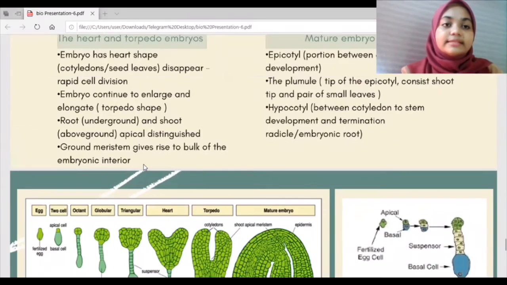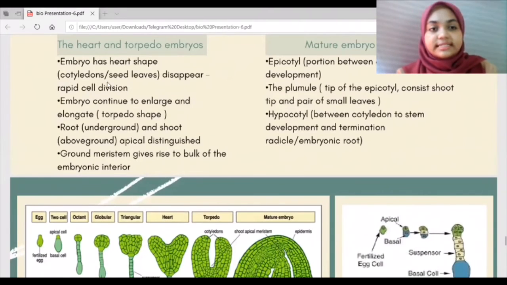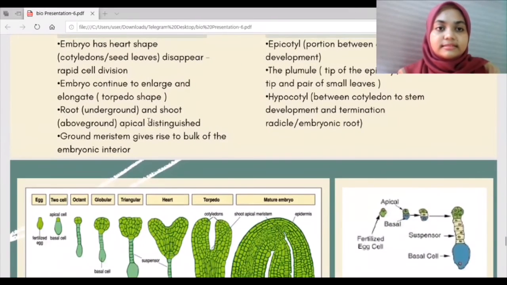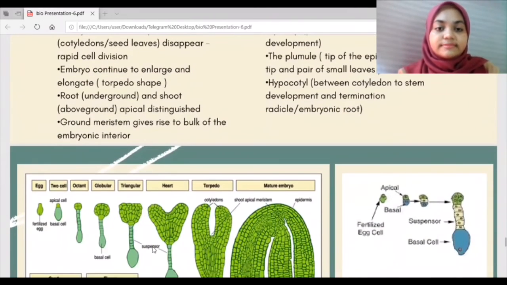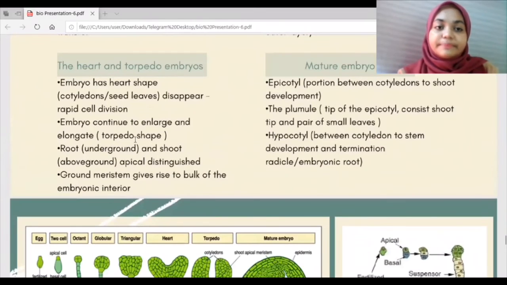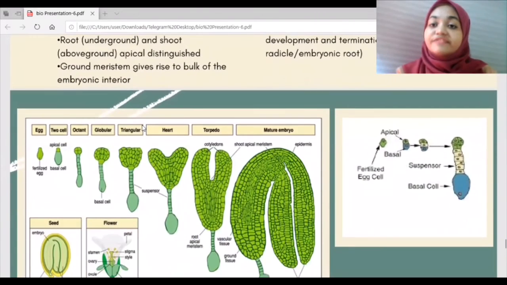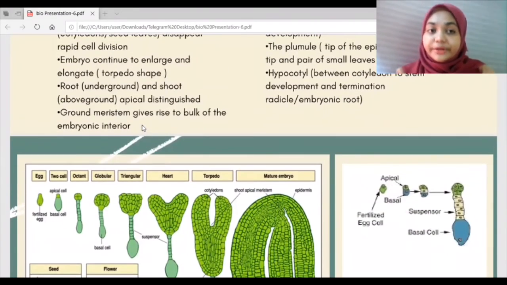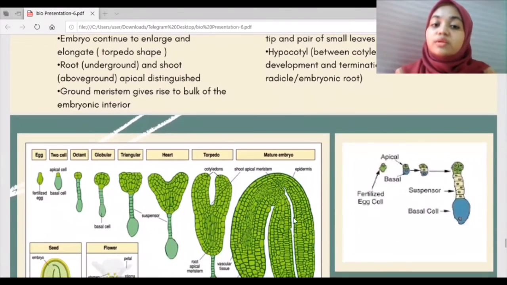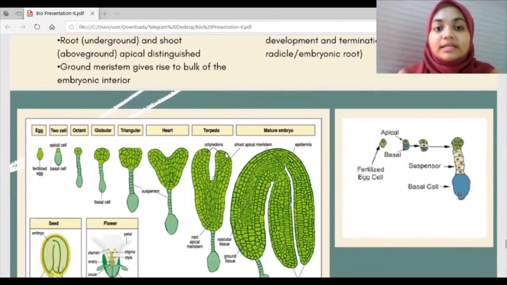Okay, next, the cotyledon or seed leaf. This is rapid cell division, and the rapid cell division makes the embryo continue to enlarge and elongate. After that, it will become a torpedo shape, which is this shape. You can see it starts to show two cotyledons, which is the eudicot stage.